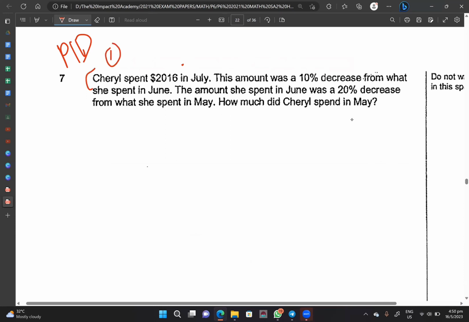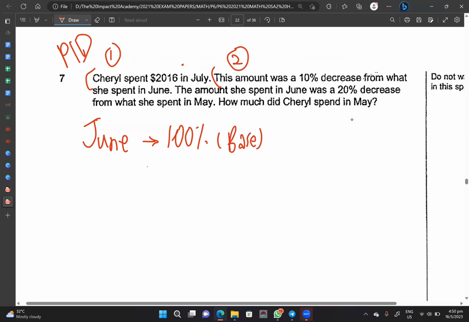Can you see that? All right, now, there's nothing much I can write, so I'm just going to move on to sentence number 2. It says that this amount was a 10% decrease from what she spent in June. So what they're trying to say is that June is actually my 100%. You must always know which is your base, okay? All right, now, how do I know this?